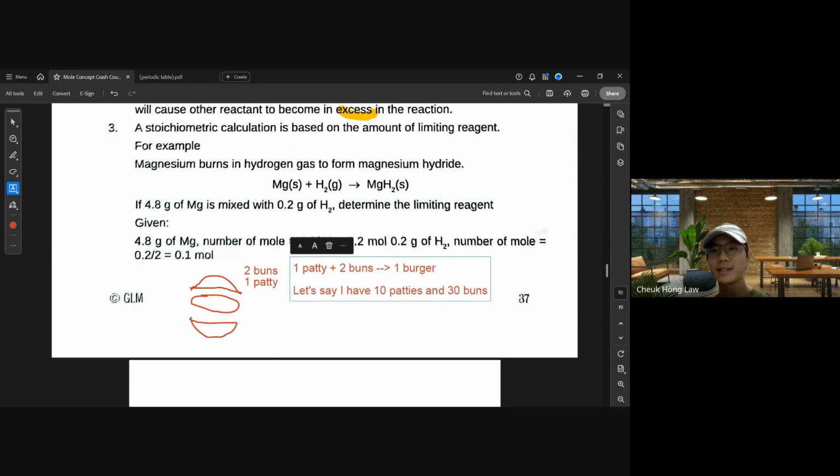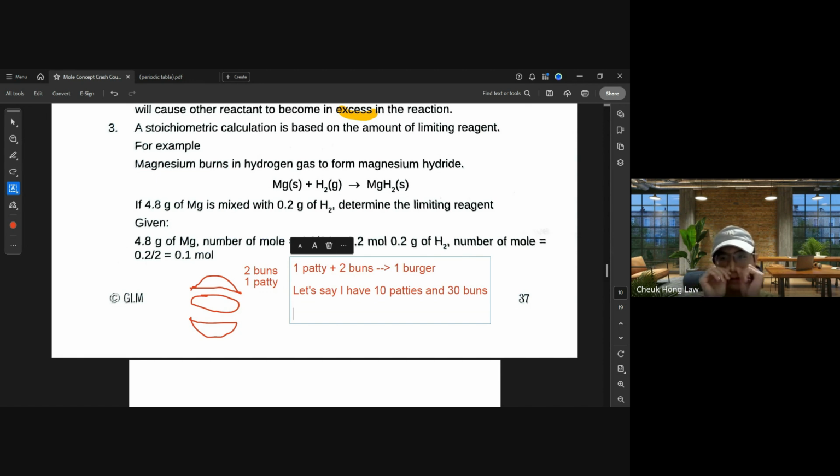Let's say I have 10 patties and 30 buns, right? How many burgers can I make? Can you guys comment down in the chat? How many burgers can I make with 10 patties and 30 buns? 10, right?